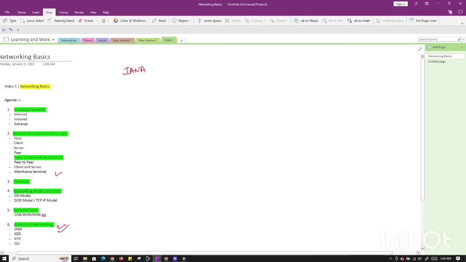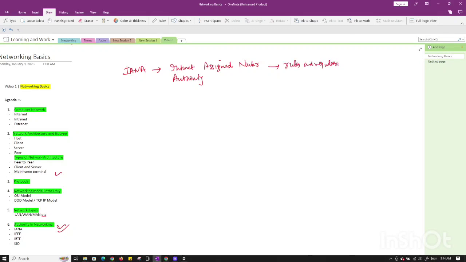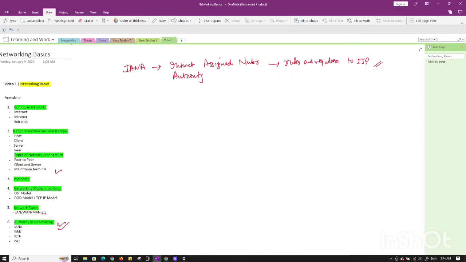So let's discuss first about IANA. IANA full form is Internet Assigned Numbers Authority. So it is a number authority, meaning rules and regulations for ISPs. Then we have IEEE. The full form is Institute of Electrical and Electronics Engineers. They take care of all standards. If any new company comes and says we are part of the network, we provide this monitoring and all, that has to be agreed or certified by IEEE.